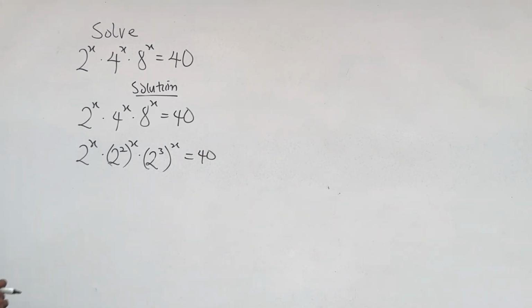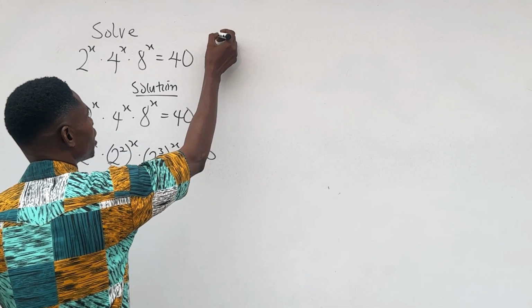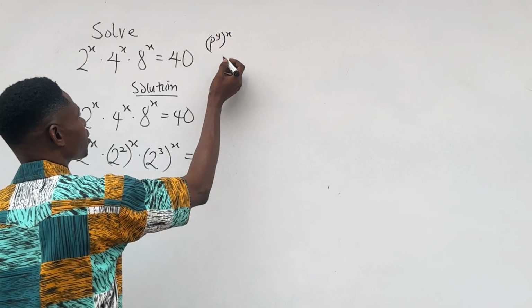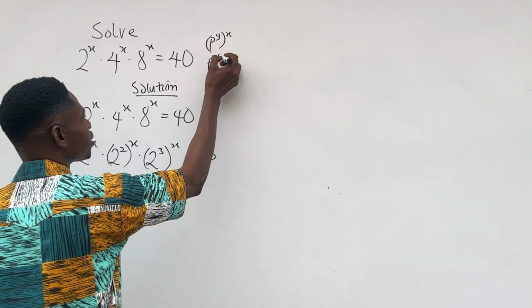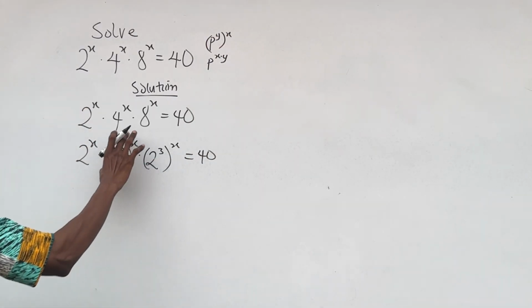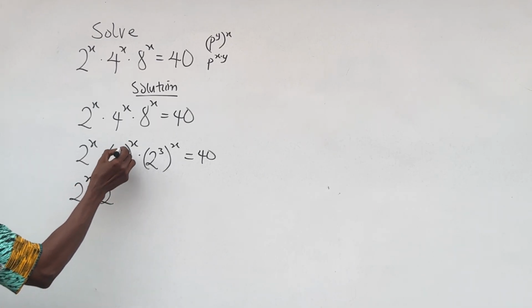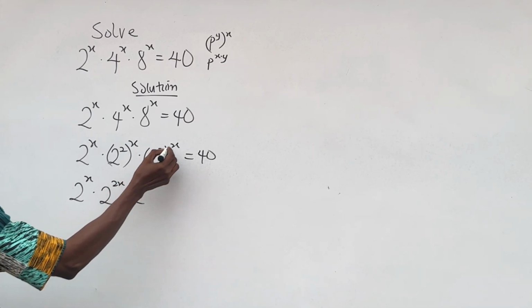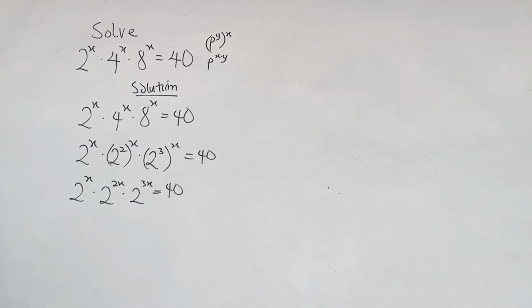Now remember this law of indices that says if you have a number, let's say p, having a power of y, and that has another power of x, what you simply do is multiply the two powers. So you have p raised to the power x multiplied by y. We can apply that here. So this will give us 2 raised to the power x multiplied by 2 raised to the power 2 multiplied by x, that's 2x, multiplied by 2 raised to the power 3 multiplied by x, that's 3x, equal to 40.